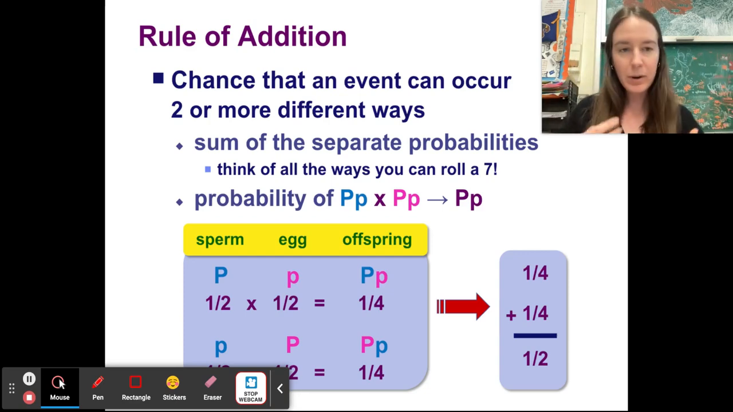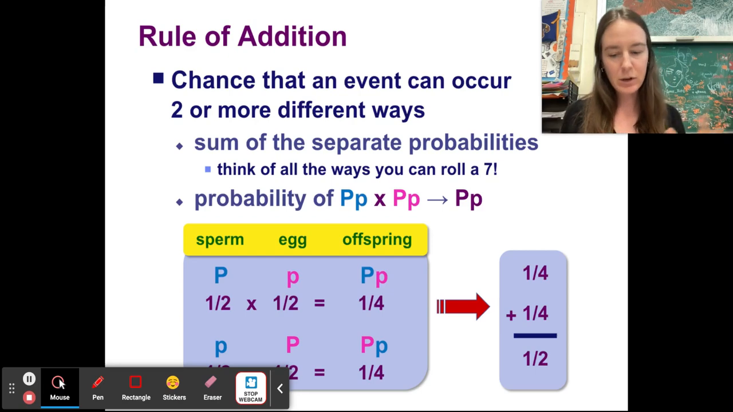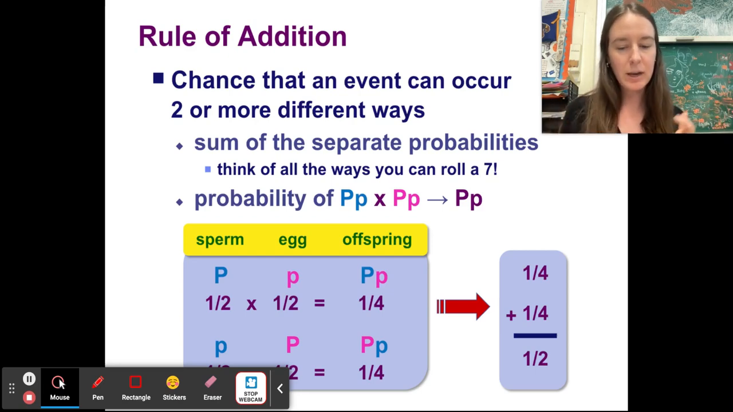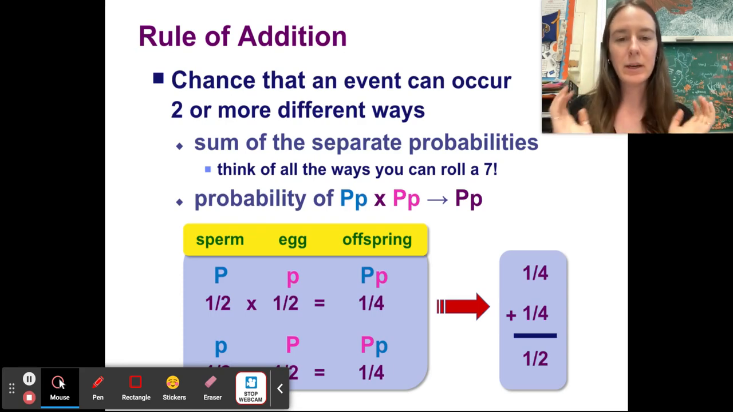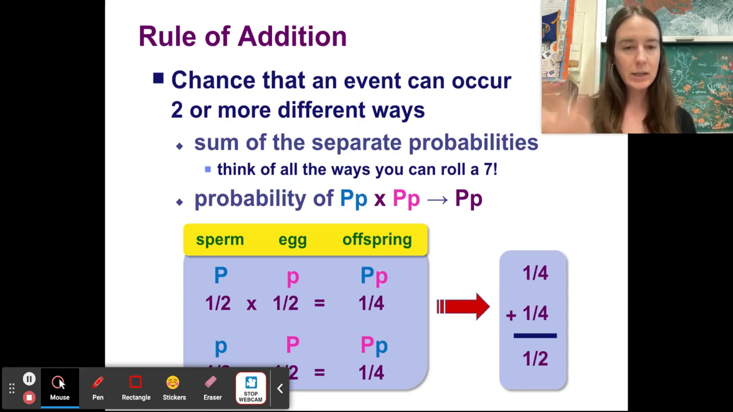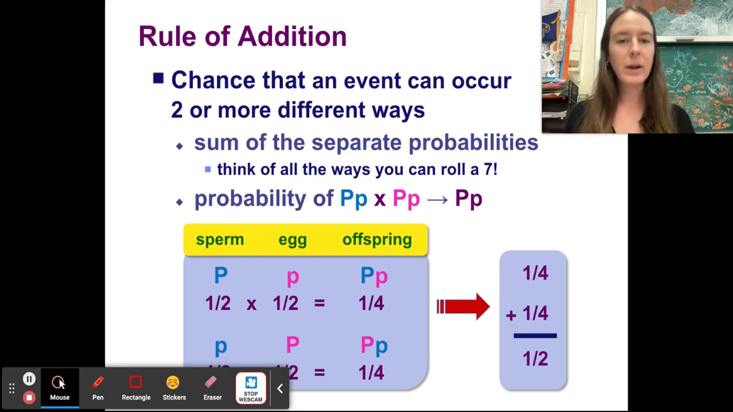And let's think about rolling a die. So let's say actually we take 2 dice and we roll them. And our goal is to get a 7. When you roll 2 dice at the same time, we want to get a 7. So you could do a 6 and a 1 or a 3 and a 4, right? There's many possibilities to get a 7.